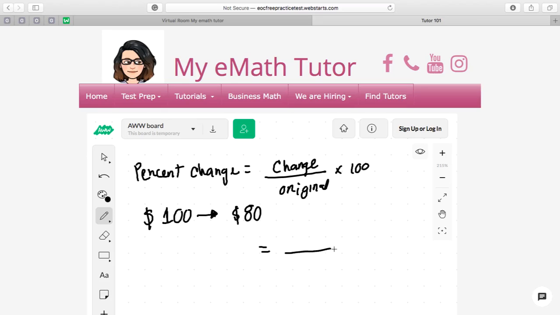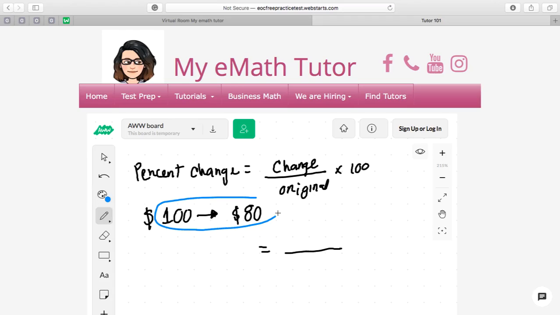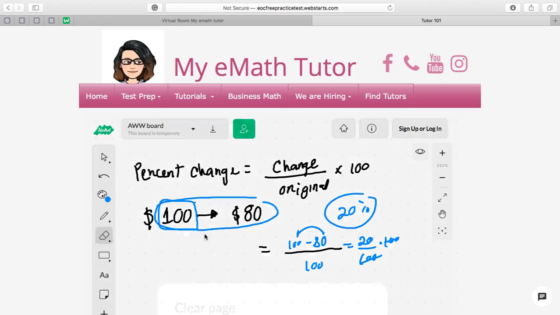Well, the first thing we're going to do is the change. The change is basically the difference between 100 and 80, so I can say 100 minus 80, and then the original is going to be who? 100, right? And this equals 100 minus 80, which is 20, over 100. And then times 100 is going to equal 20%. That means the stock went down 20% of its value. Very important.